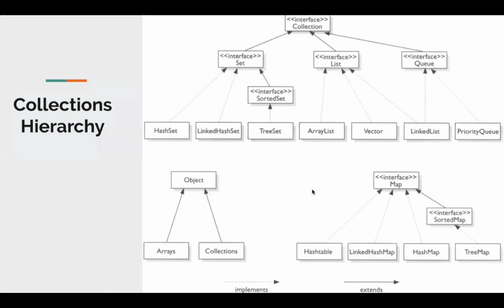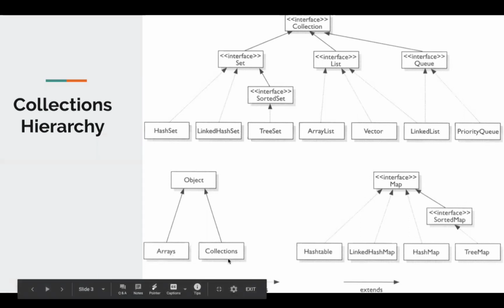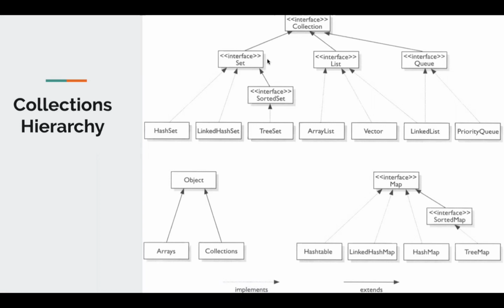Let's come to the collections hierarchy. The hierarchy begins with the object interface, which is implemented by arrays and collections. Collections further has three interfaces: set, list, and queue, and they have their implementation classes. As we can see, none of the implementation classes are directly implementing the collections interface. The map interface doesn't fall under the collections interface because the map has a key value pair, and all these interfaces have single values. So the map also has a variety of implementation classes.